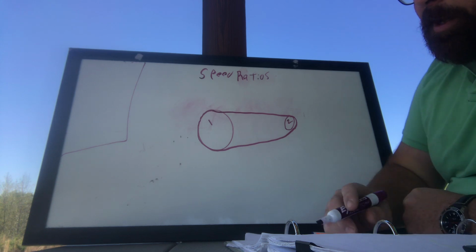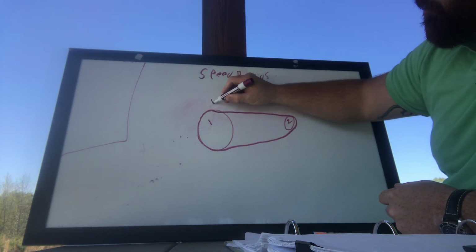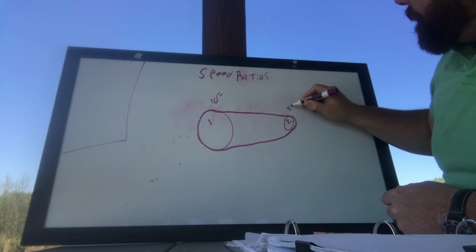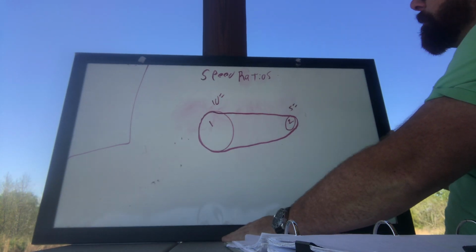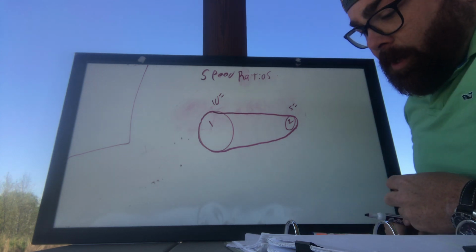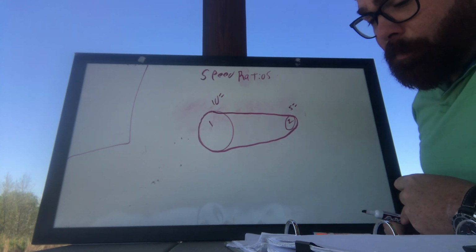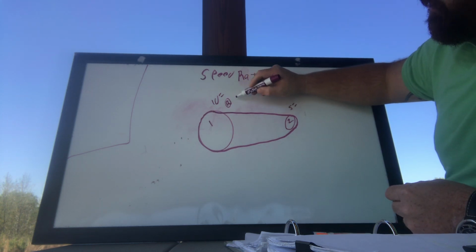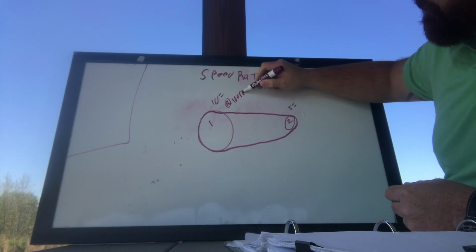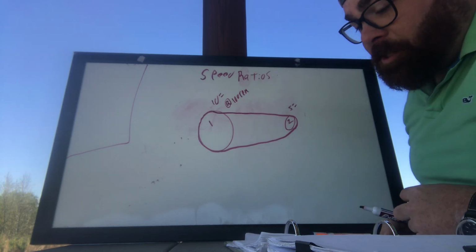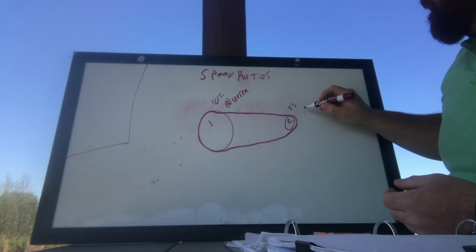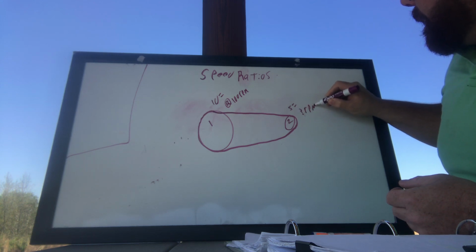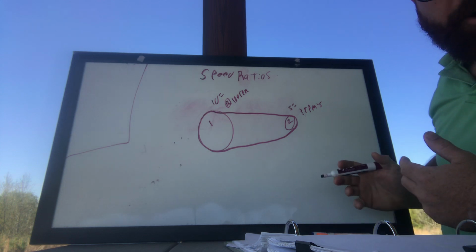So assuming that pulley 1 is 10 inches in diameter, and pulley 2 is 5 inches in diameter, and that pulley 1 rotates at 100 RPMs. How fast does pulley 2 rotate? Okay, so that's our question. So I'm going to say question mark RPMs. We don't know. That's our variable.